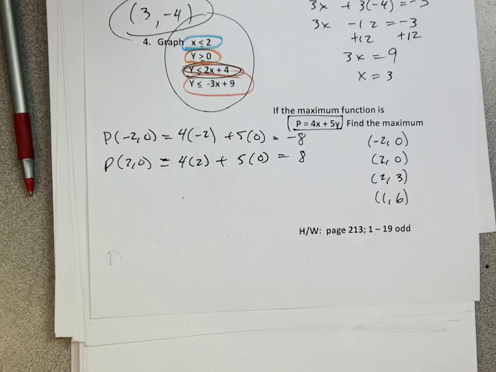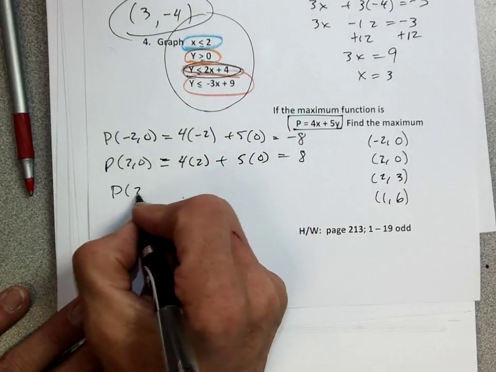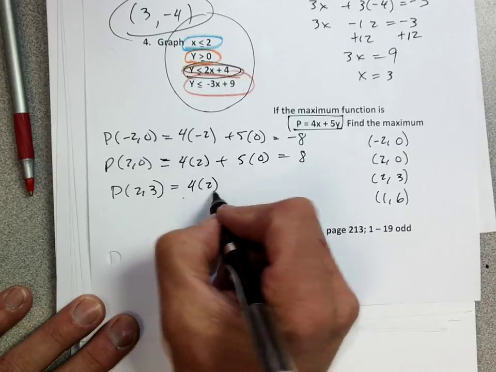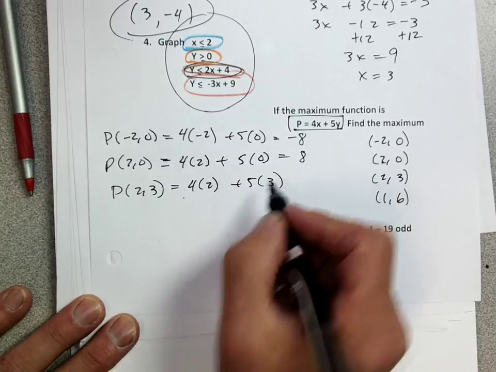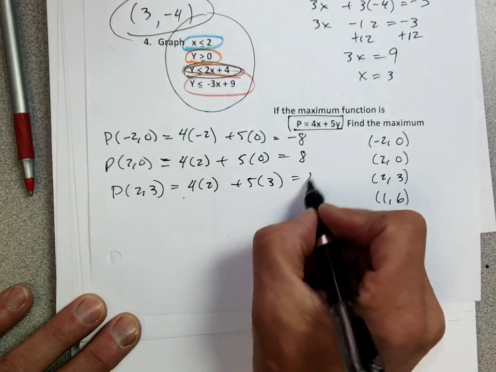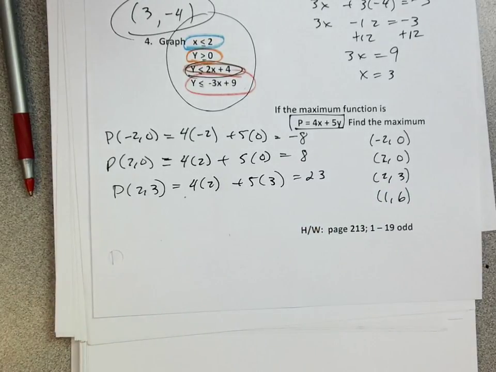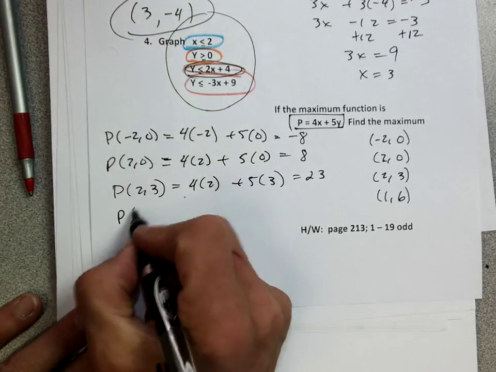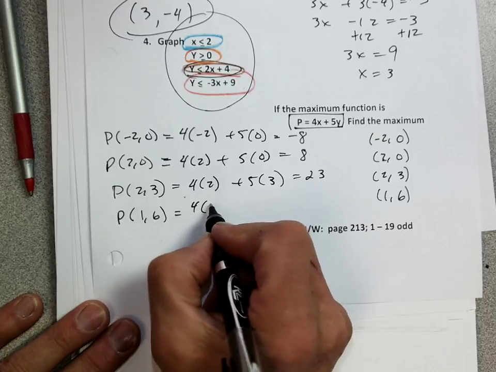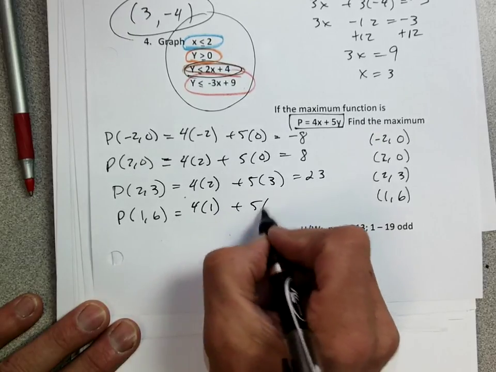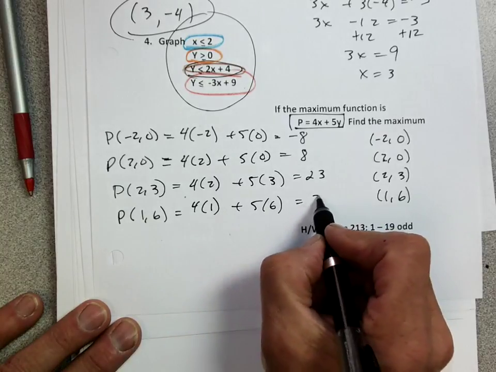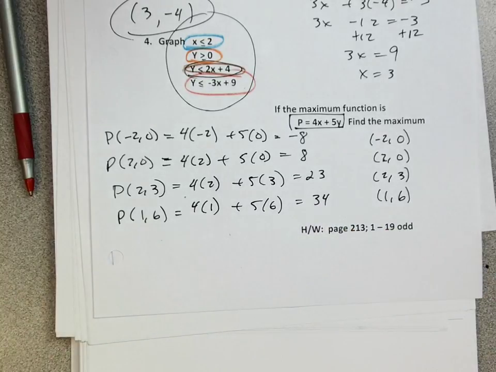All right. And then I could do a P of 2, 3, which is going to be a 4 times a 2 plus a 5 times a 3. Let's see, that's 8 plus 15 is 23. Okay, that's much better. And finally, we'll do a P of 1, 6, which would be 4 times 1 plus 5 times 6. 4 plus 30 is a 34. That's definitely my best day, huh?